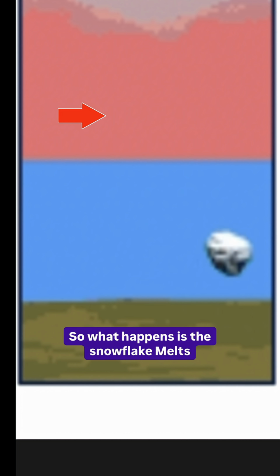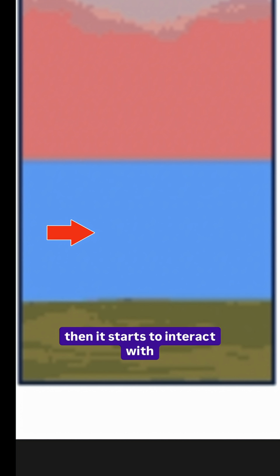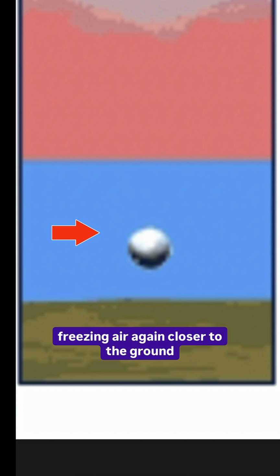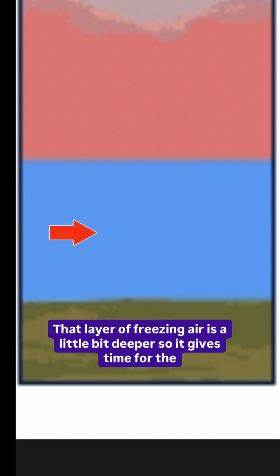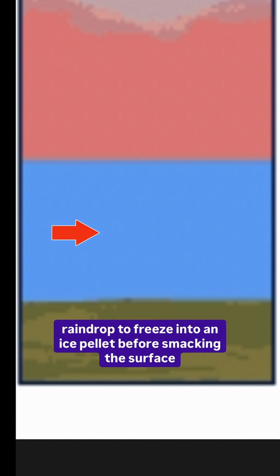So what happens is the snowflake melts, then it starts to interact with freezing air again closer to the ground. That layer of freezing air is a little bit deeper, so it gives time for the raindrop to freeze into an ice pellet before smacking the surface.